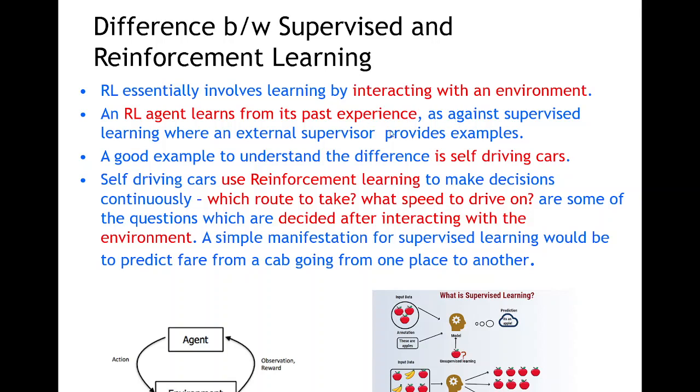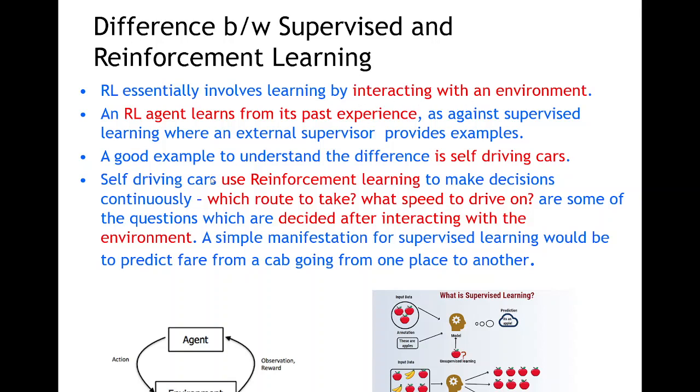Whereas in supervised learning, there is an external supervisor which has provided the right answer. And all the supervised learning algorithm needs to do is check its output against the ground truth, and based on this, it takes a decision. So you can say that in supervised learning, the agent knows where to go. However, in reinforcement learning, the agent does not know what the right answer is. It is just interacting and learning things.